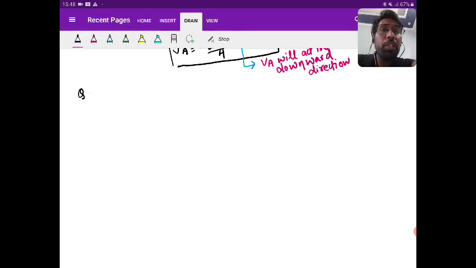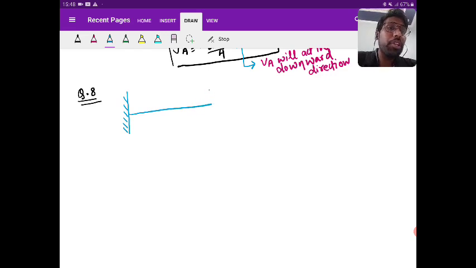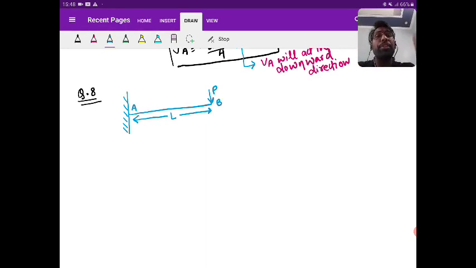Next question, question number 8. Now I am moving to the cantilever beam. This cantilever beam is subjected to a point load of P. The length of the beam is L, and the two points are A and B. I want to find the support reactions.